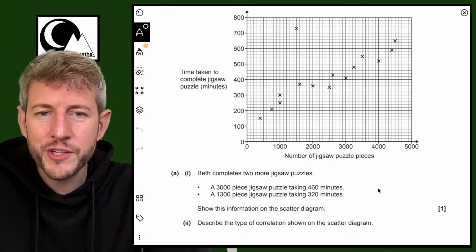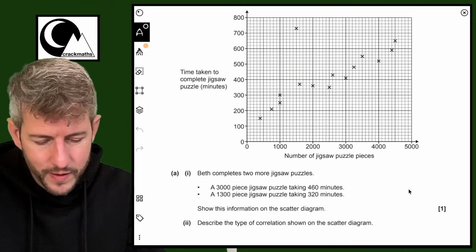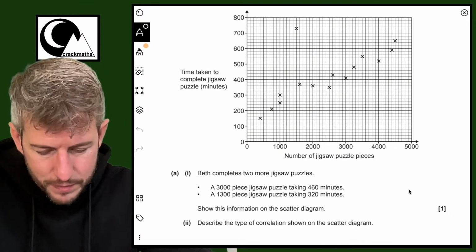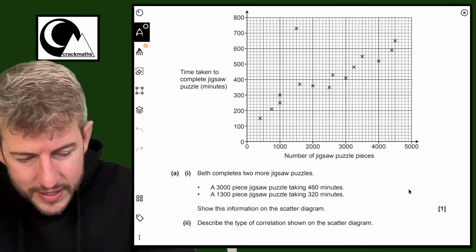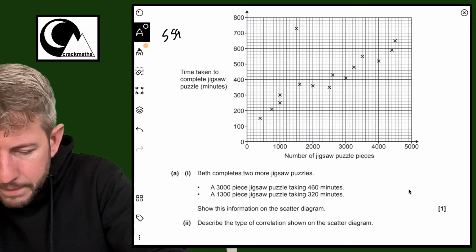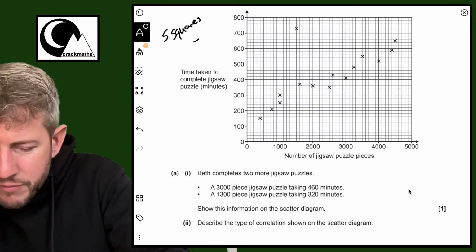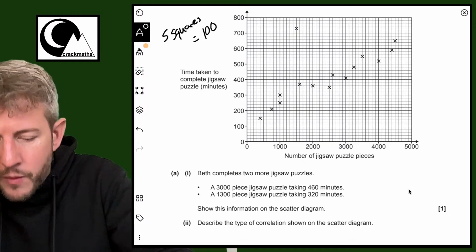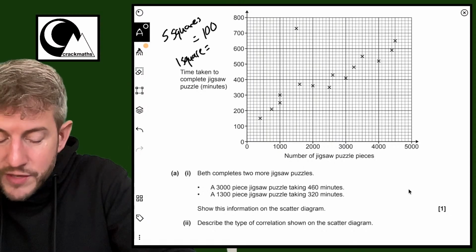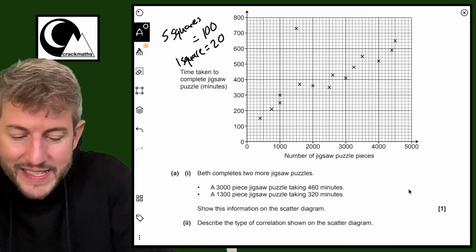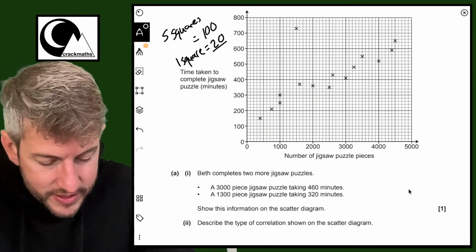Show this information on the scattergram. Okay, so let's have a look. We've got a 3,000 piece jigsaw puzzle, 460 minutes. What I can see is we've got 5 squares, and they represent 100. If I divide that by 5 to get 1 square, 100 divided by 5 is 20. So each square here is worth 20.